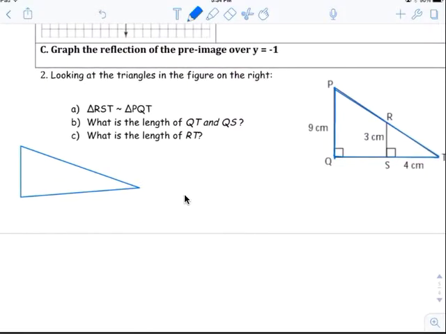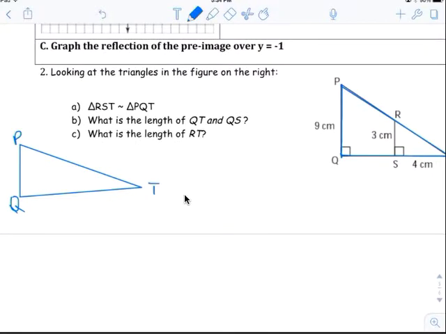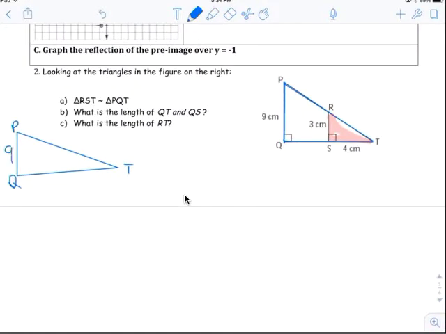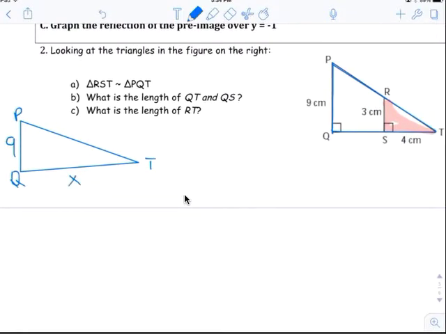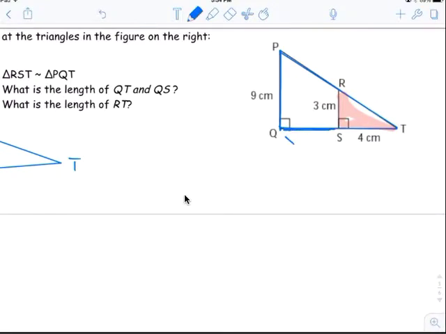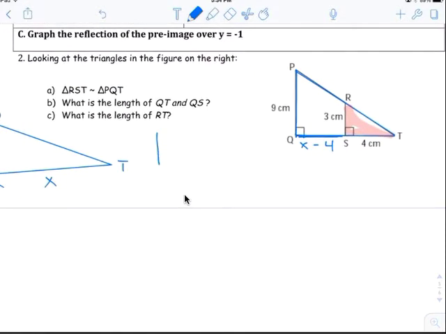Okay, and that's P, Q, R, and T. And the little triangle is this one here. The big triangle is 9, and that's all we know. And we don't know this length. Give it X. Therefore, this little piece right here is X minus 4. It's 3, 4.